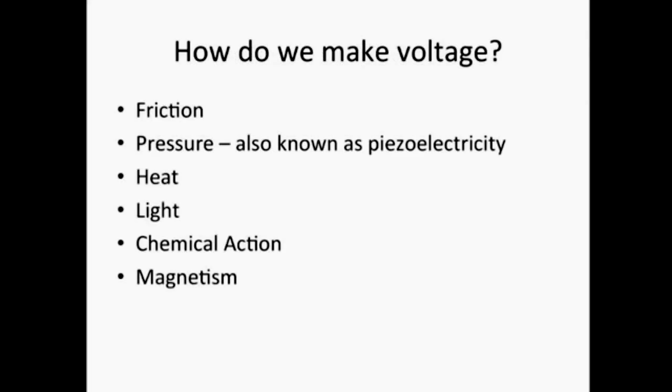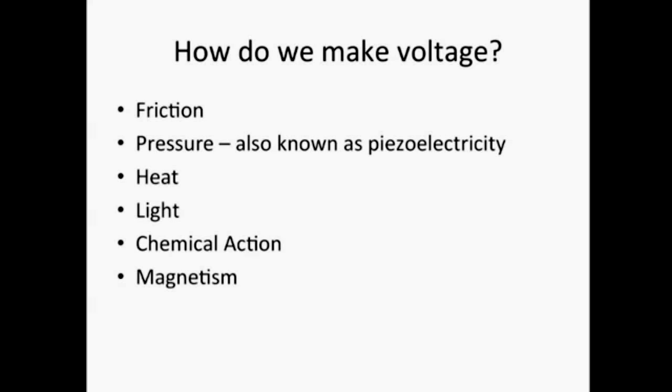So how do we make voltage? There are 6 different ways that you can make voltage, and the first one you're probably familiar with when shocking your friends. You rub your feet against the rug while you're wearing socks, and you touch your friend and make a little zap there. That's friction creating that voltage. You can also create voltage using pressure, like using little crystals pressed together. That's known as piezoelectricity. That's pretty common in things like microphones and other applications where you have to generate a small voltage based off of a pressure.